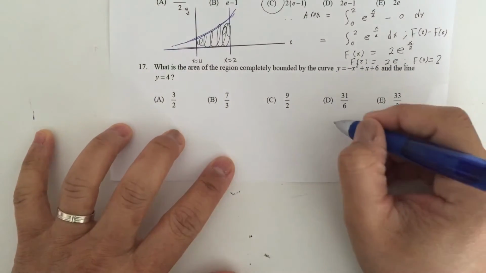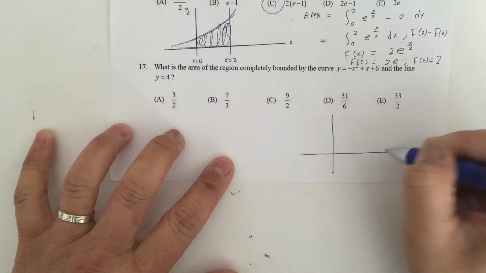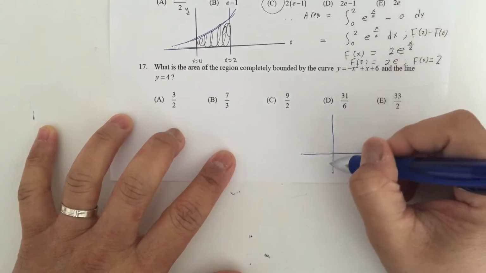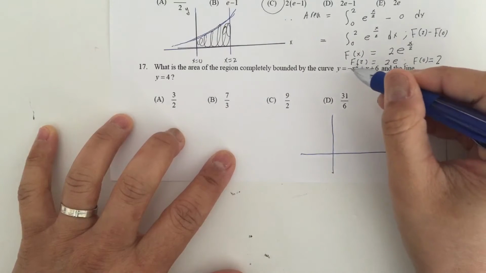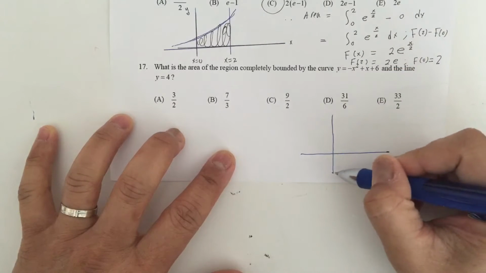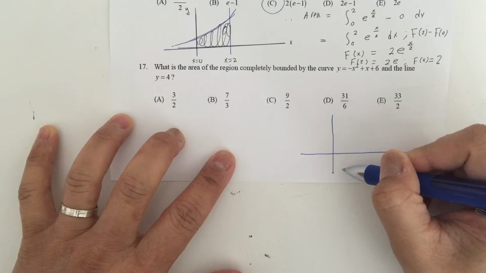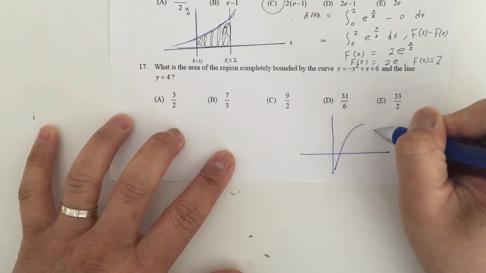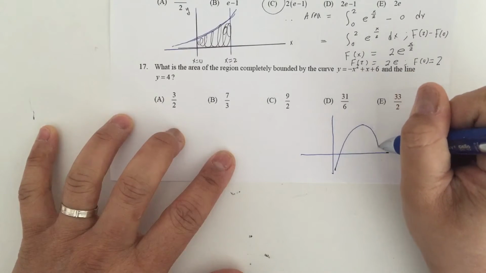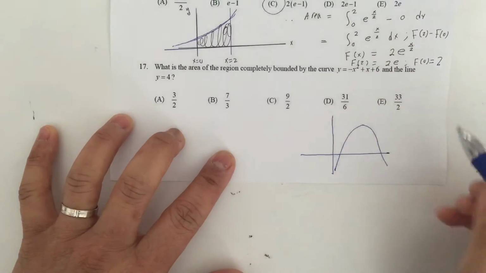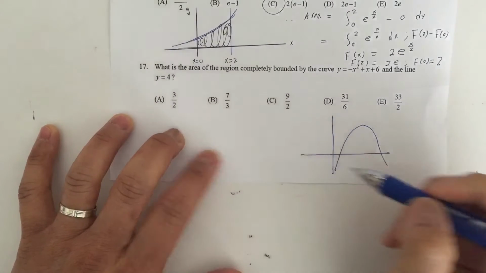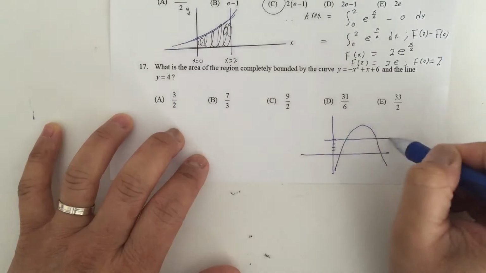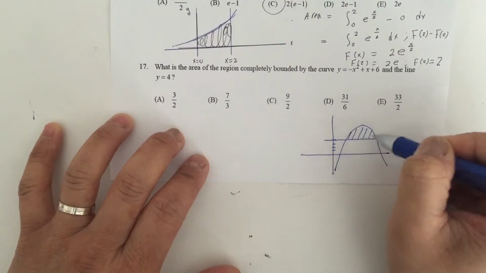So here is our graph, the graph of the quadratic. This is a quadratic that opens down because a is negative, so it's going to look like this. It might not be exactly where the two lines meet, but one graph is going to look like that, and the next graph, y equals 4, will look like this. And so this is the region we're interested in.